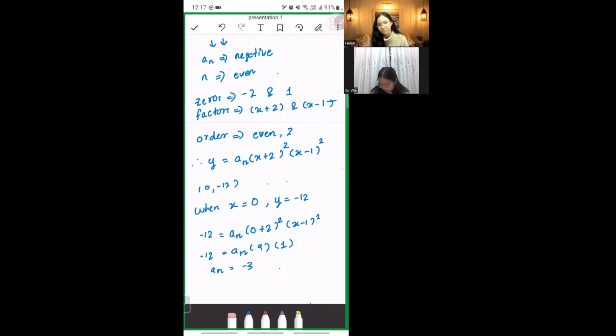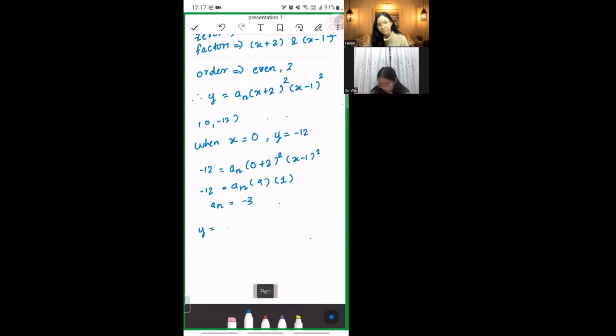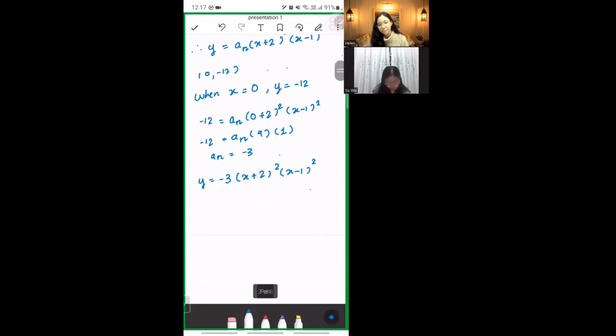So we are going to include this leading coefficient in our equation. It's going to be -3 times (x plus 2) squared times (x minus 1) squared. This is going to be our final equation. And we can also expand that. When we expand that, we get this equation: minus 3x cubed minus 15x squared plus 12x minus 12. This is the solution of the first part of the question, and this is the equation of this polynomial graph. And Helen is going to take over to answer the second part.